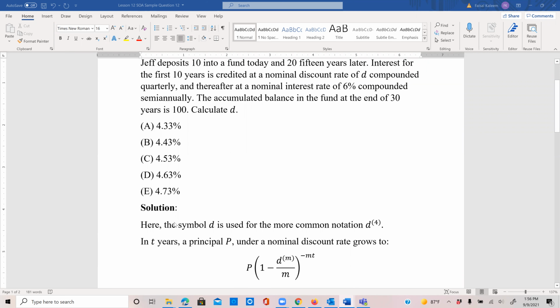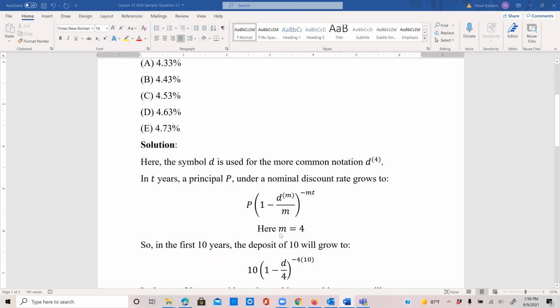And now we know that under a discount rate, in T years, a principal would grow to P times (1 minus D superscript M over M) to the power negative MT. And in this case, M is equal to 4 for the discount rate because it's compounded quarterly, 4 times a year.